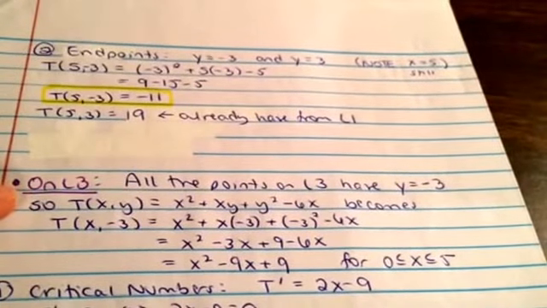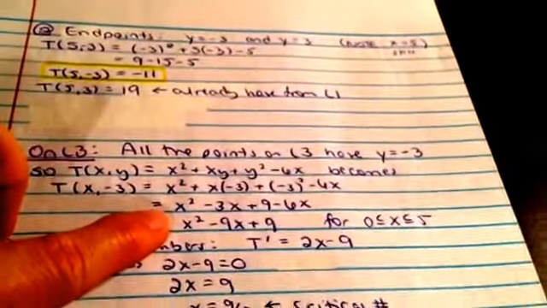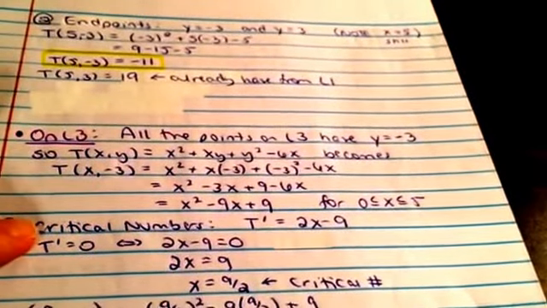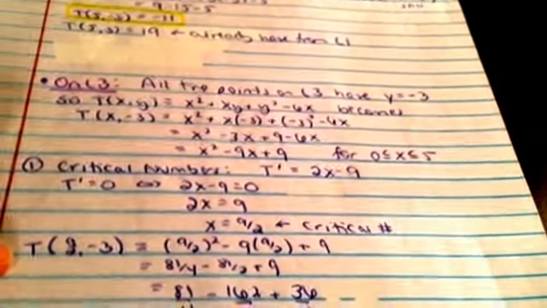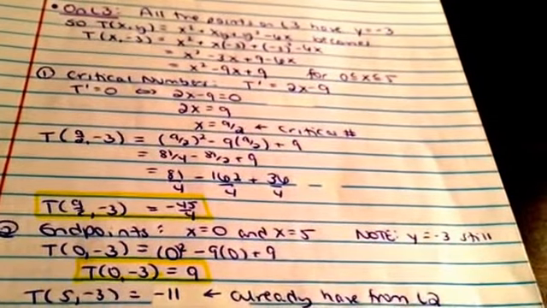So that was a repeat. All right, so line 3, try this one. Pause the video, try it by yourself, and then come back. So line 3, everything on line 3, y was -3. It becomes this equation, x is between 0 and 5. Find my critical numbers, plug it in to get my z, do my endpoints.